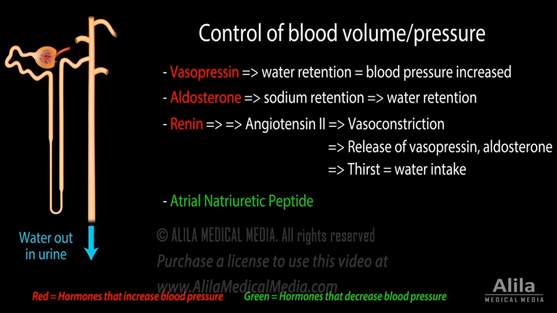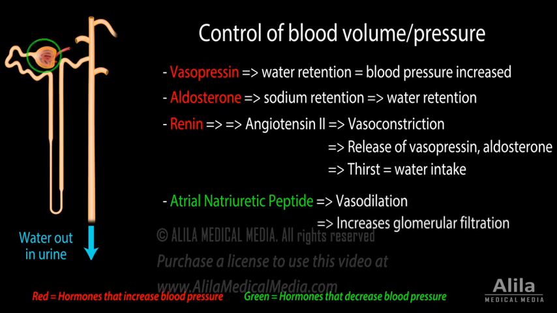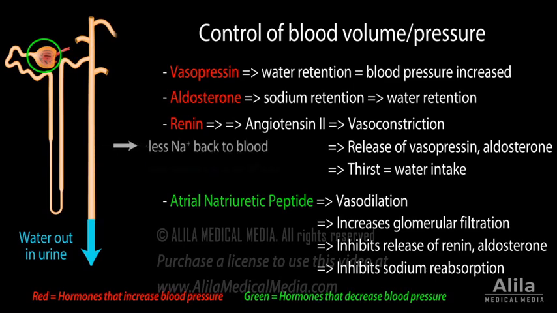ANP reduces blood pressure in a number of ways. It directly dilates blood vessels. It increases glomerular filtration rate, thereby removing more fluid in urine. ANP inhibits the secretion of renin, and subsequently aldosterone. ANP also inhibits sodium reabsorption by the collecting duct.